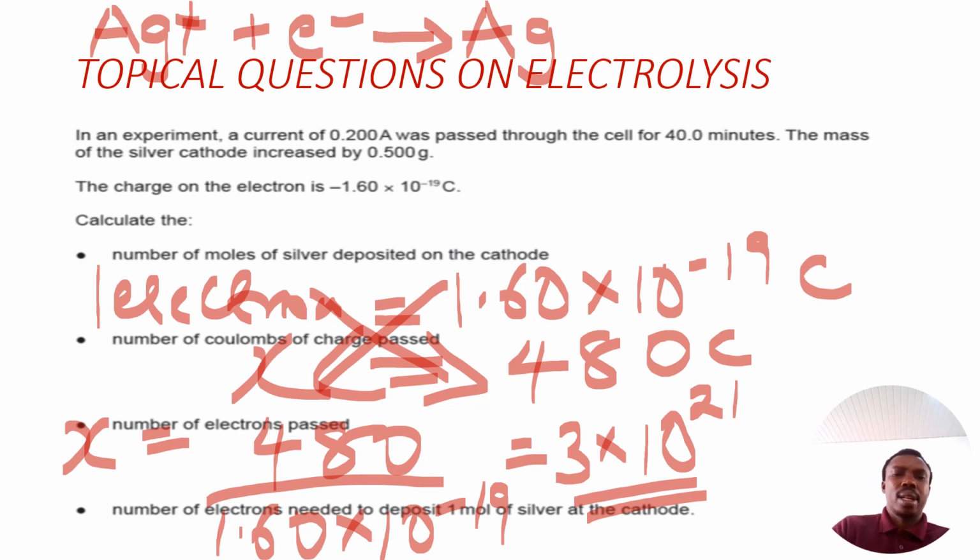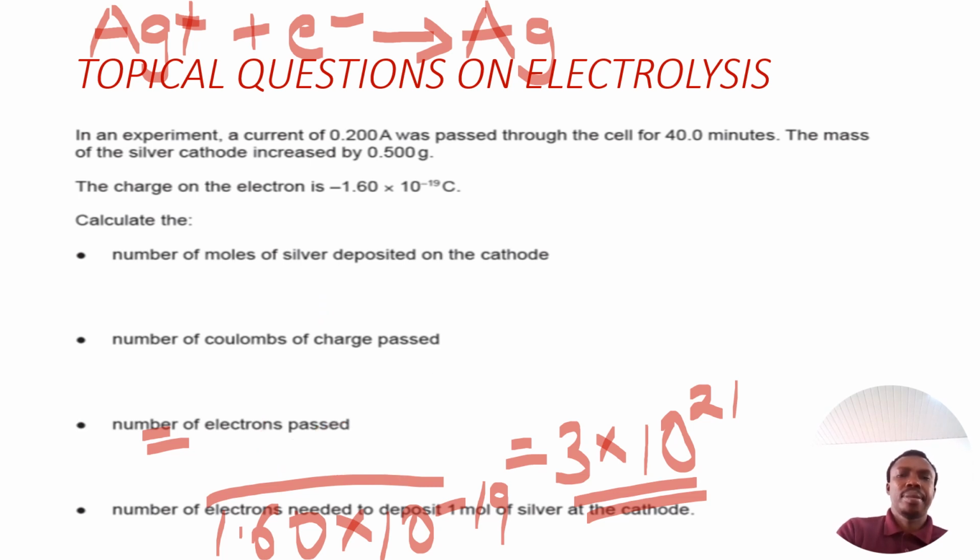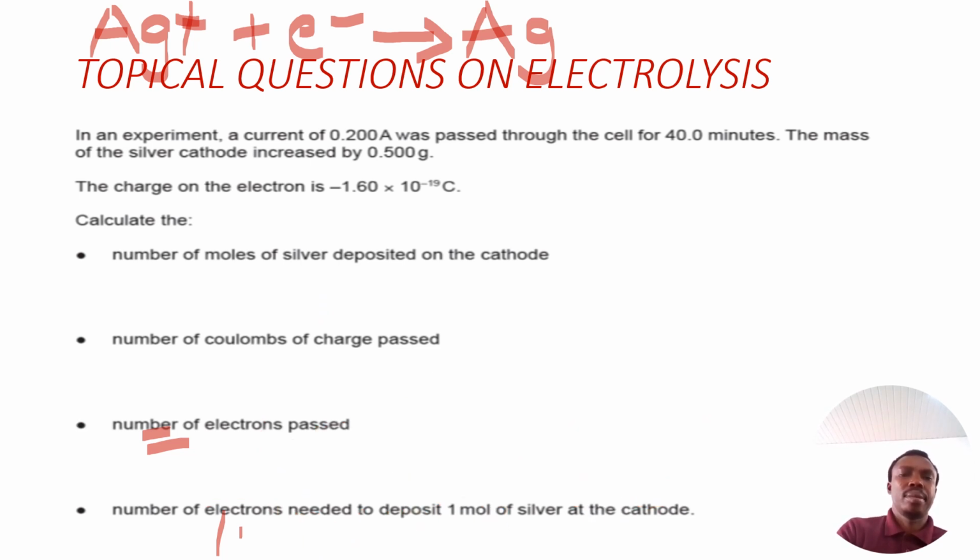Then the next stage, I have to erase this so that I will have enough space to solve the next question. So the next one is you have to calculate the number of electrons needed to deposit 1 mole of silver at the cathode. That is the Avogadro's constant for this experiment, for this electrolytic process.